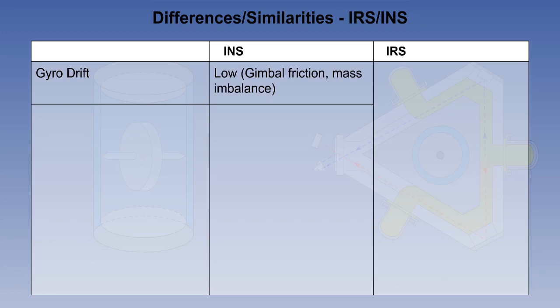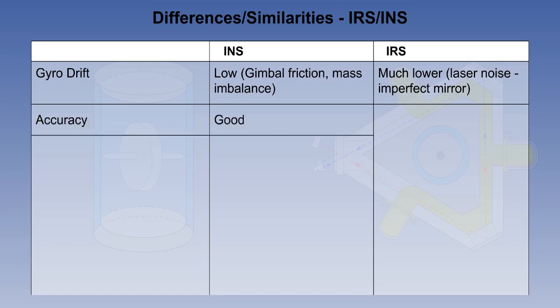INS gyro drift is low because of the high-quality engineering used in its manufacture. What there is comes from gimbal friction and mass imbalance. The gyro drift from IRS is even lower. It arises from laser noise caused by imperfect silvering of the mirrors.